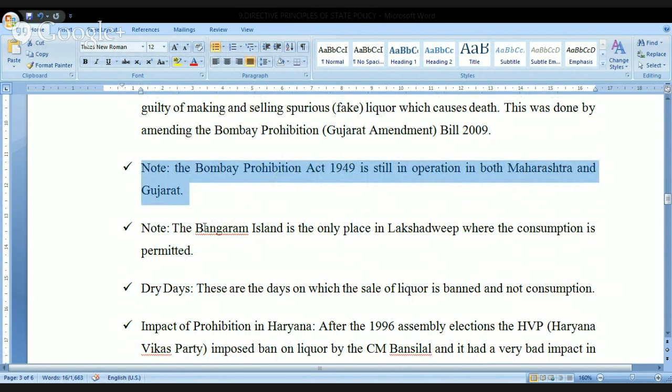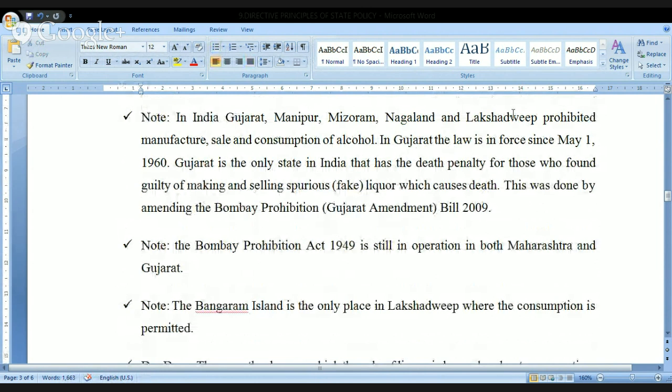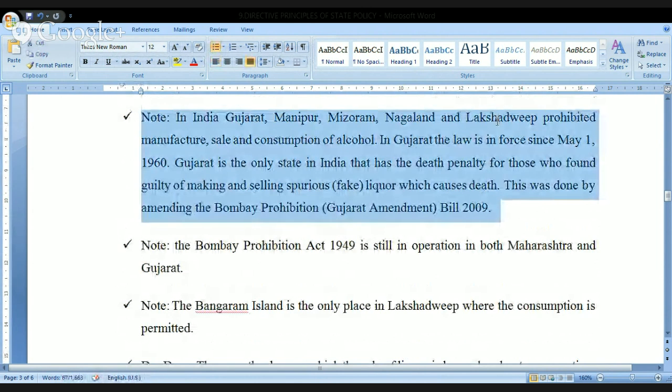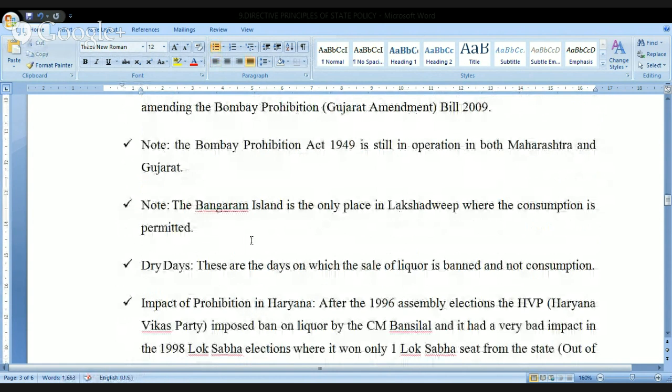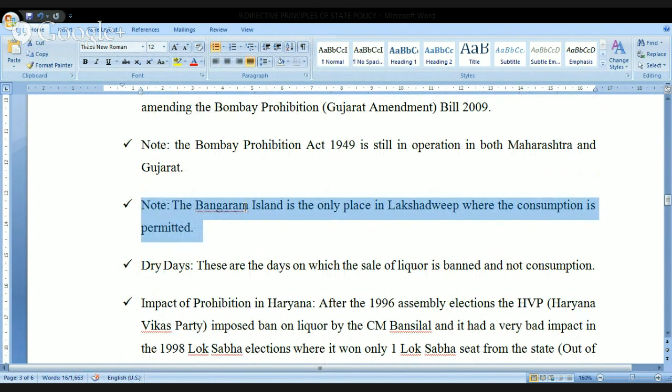Look at this in Lakshadweep. Just now I told you, in Lakshadweep, it is prohibited, right? But there is one island called Bangaram Island. That is the only place in Lakshadweep. There are so many islands in Lakshadweep, but one island is Bangaram. This is the only place where the consumption is permitted.